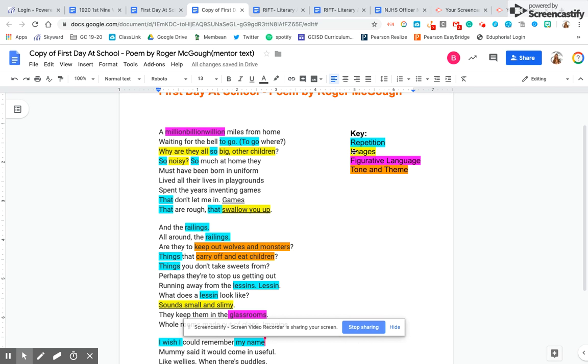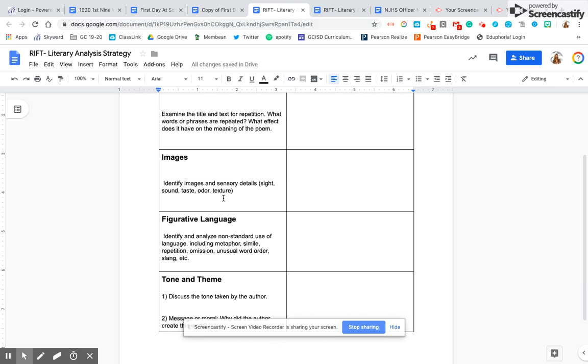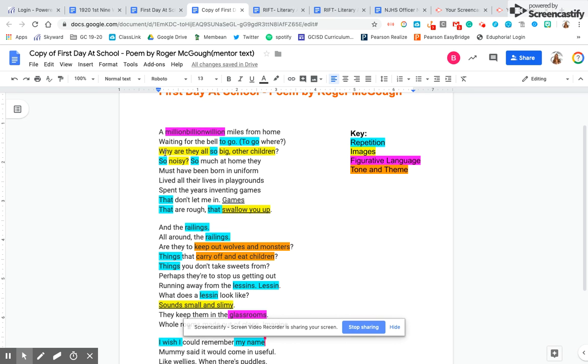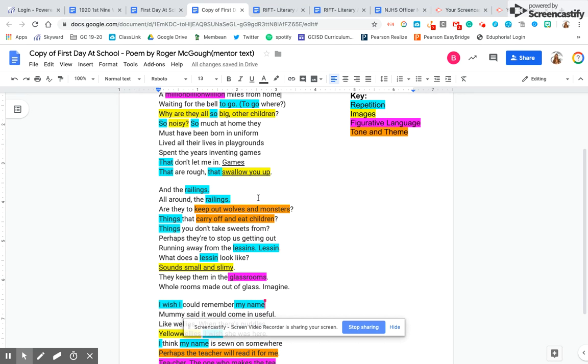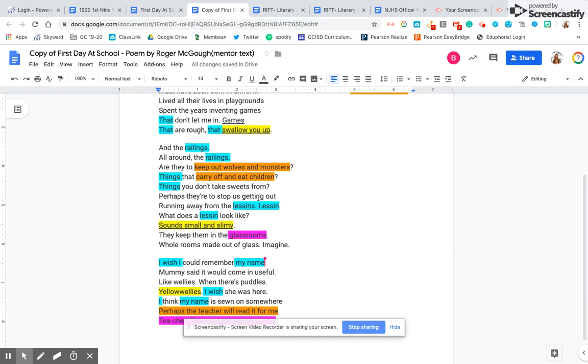The next thing you'll do is go through and look for images. And if you need to refer to your handout, you can go back and remind yourself. Remember, images identify images and sensory details such as sight, sound, taste, odor, and texture. So we're going through: why are they all so big? Other children. That makes you think that our narrator is probably a little kid, right? He looks at all these kids, these big kids, these so noisy. He's probably small. He's talking about games that swallow you up. It gives you that mental image of this really kind of intimidating environment for him.